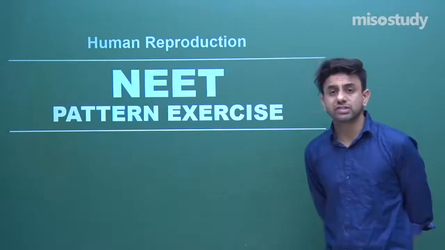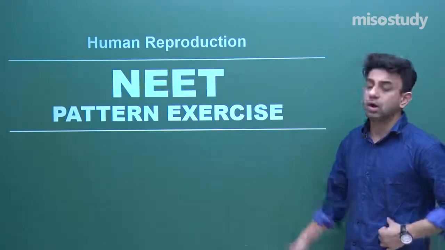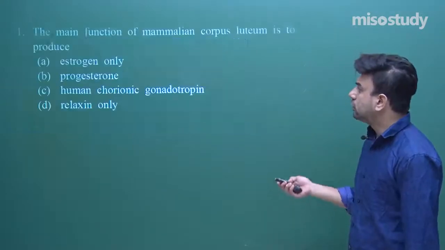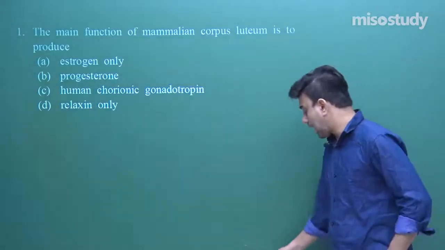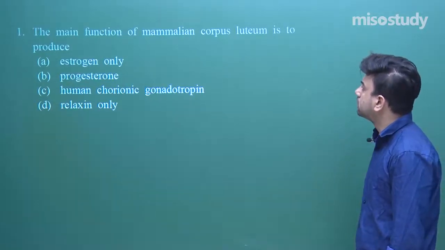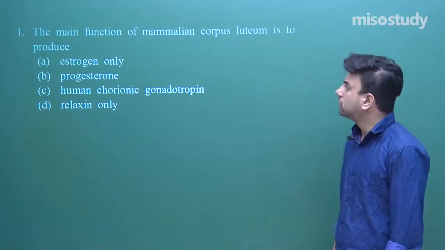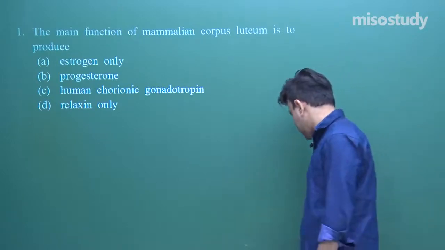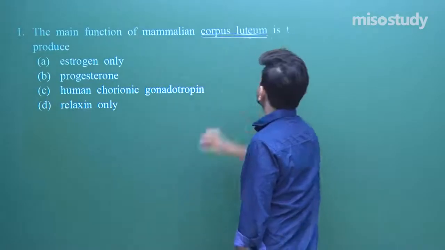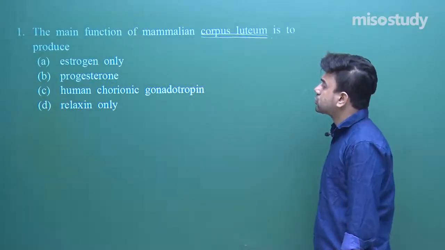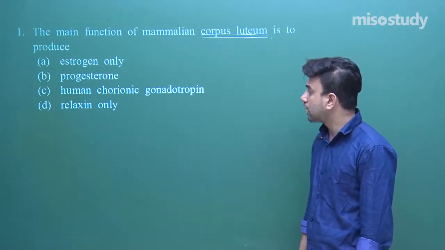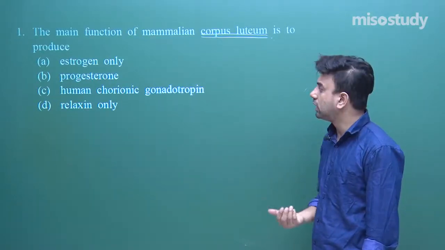So today we are going to discuss the NEET pattern exercise of human reproduction. Right? So we'll move on to the first question and let us see what it says. The main function of the mammalian corpus luteum is to produce estrogen only, progesterone, human chorionic gonadotropin and relaxin only.